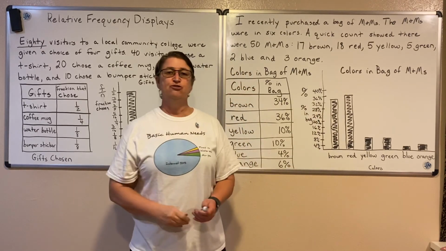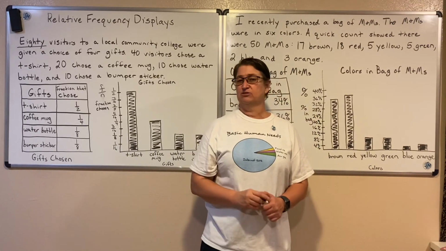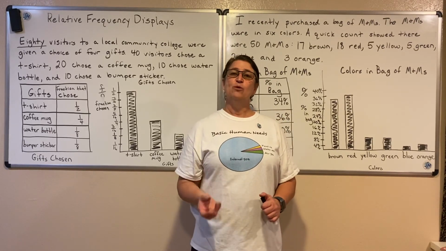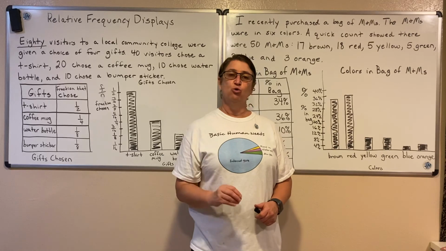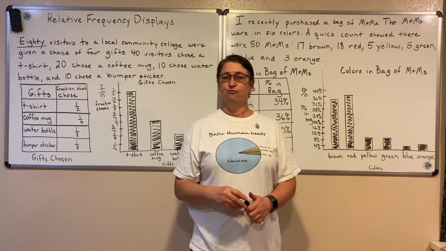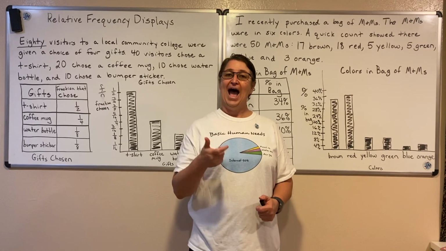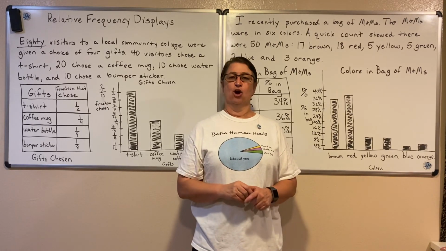So to create a relative frequency display, all we do is take our frequency displays and rewrite those frequencies over the total number. Create that fraction or turn it into a percent to show that out of the whole, how many are there?